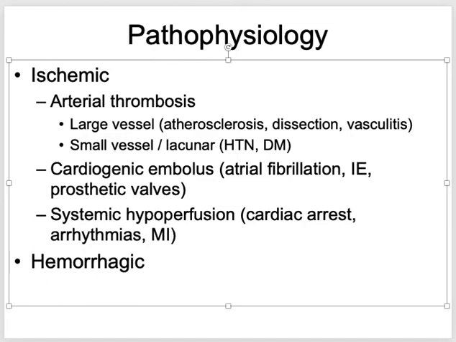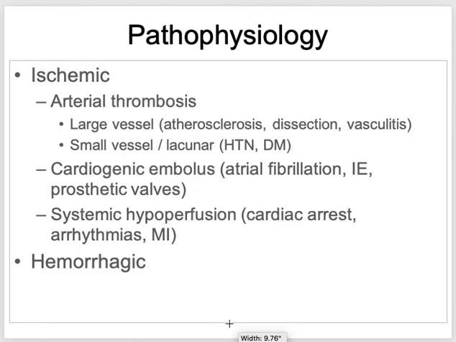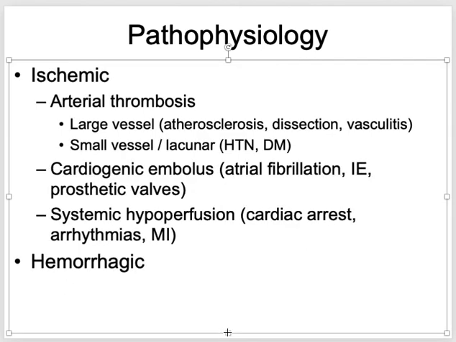Now if we talk about hemorrhagic stroke, what happens in this one? There is rupture of an artery, right? So they can be simply classified as intracerebral, meaning hemorrhage within the brain matter, okay? Or it could be subarachnoid, within the subarachnoid space.